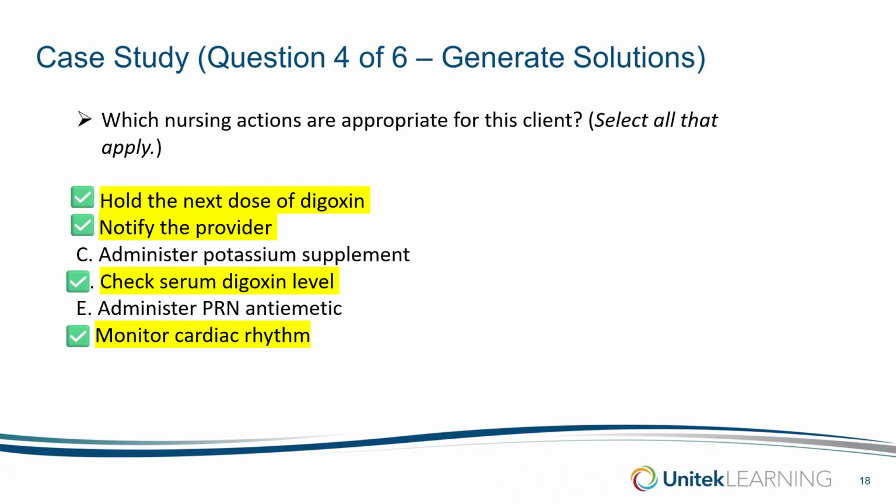Right. We're going to hold the next dose of digoxin. We're going to notify the provider. We're going to check the serum digoxin level and monitor the cardiac rhythm. Do not administer another dose until levels are checked. An antiemetic may mask symptoms, so hold off until you clarify orders. Always act to protect the client first.